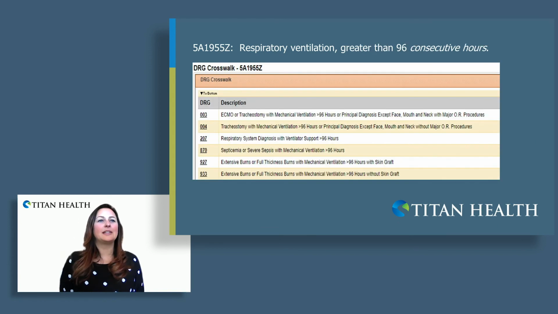Here you can see ICD-10 PCS code 5A1955Z. This is a PCS code that represents greater than 96 consecutive hours. Look at what it does to your DRG selection. Not only does it open it up to more options, you see them all include ventilator support greater than 96 hours. Maybe you're asking yourself, Nicole, why does this matter? My DRG says that a ventilator was used. Well, let's take a look at the next slide.